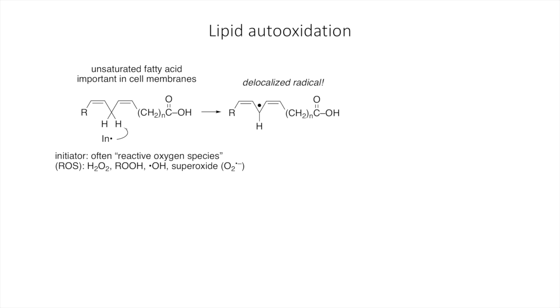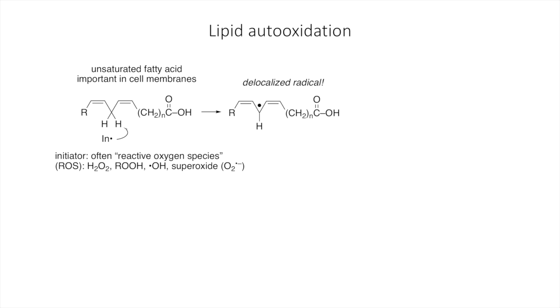Another important example of autooxidation is lipid autooxidation. So lipids are often unsaturated fatty acids. These are very important in cell membranes. If you notice, there's two double bonds here, but these double bonds are not conjugated. There's actually a CH2 between them.